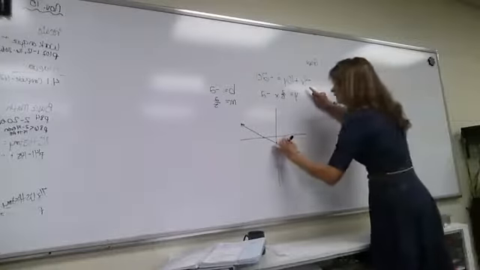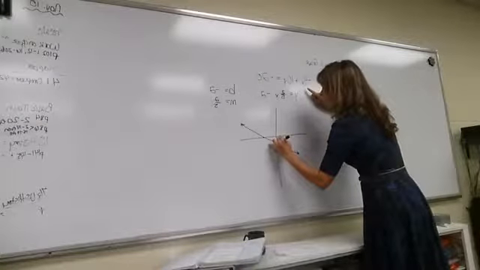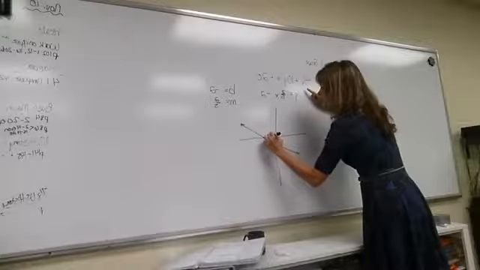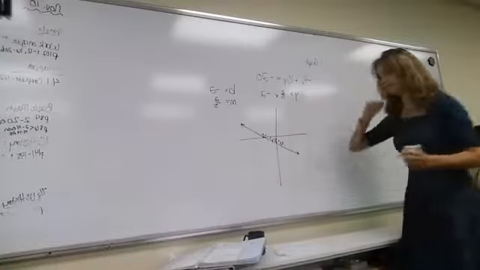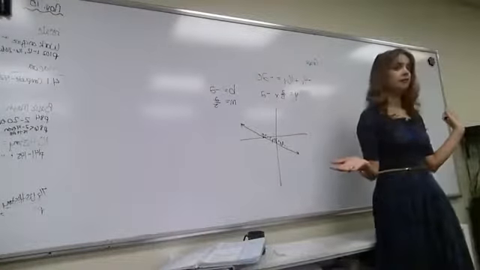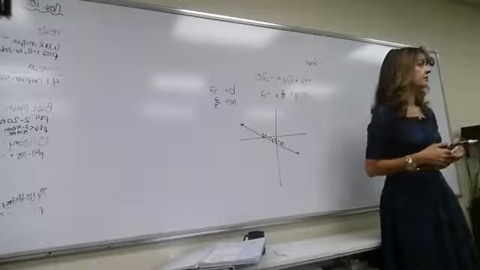All right, and then we're going to label it with this, which is negative 4x plus 10y equals negative 20. Okay, questions at all? Yes, sir.